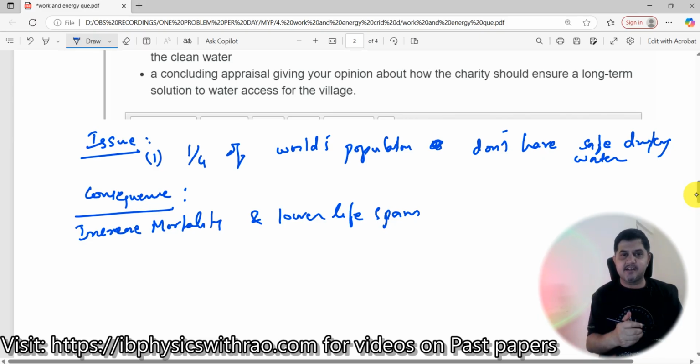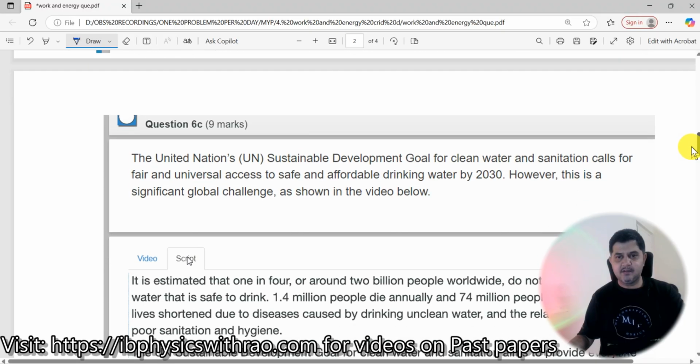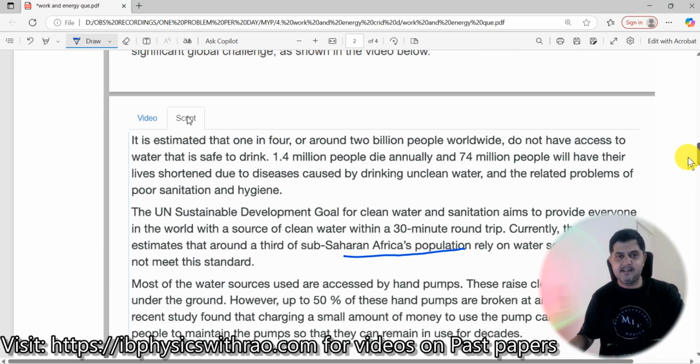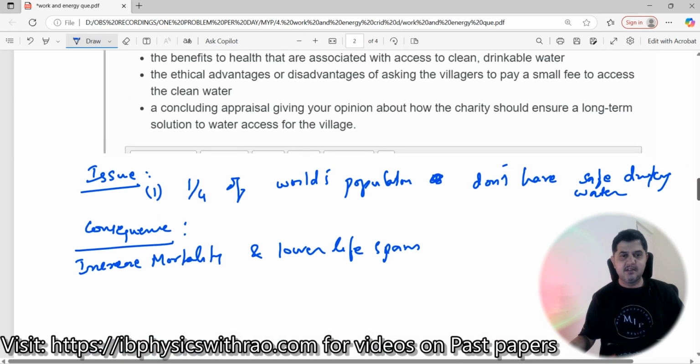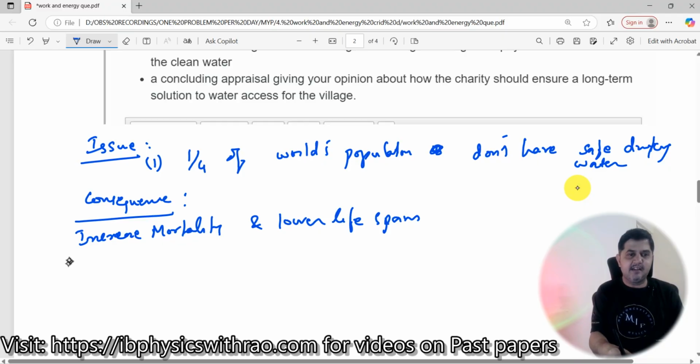Anyway, where do we get the statistics? The answer is already there, right? Where is the answer here? You already have the answer somewhere over here. Answer is it's here. Right? 1.4 billion people die. 74 billion people will have their life shortened. You can write it over here. You can say 1.4 billion.